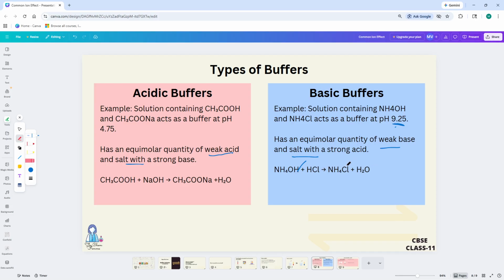So essentially, if you see, it's basically a conjugate acid in the case of basic buffers and a conjugate base in case of the acidic buffers. Okay, so you have a weak base with its conjugate acid, or a salt with a strong acid, right? So these are the two main types of buffer solutions.